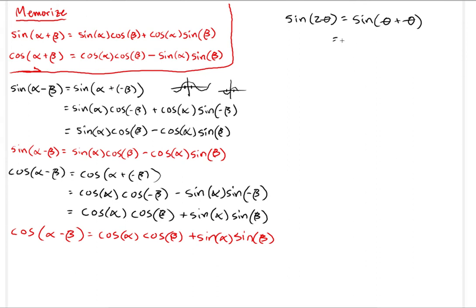So this is sine, cosine, plus cosine, sine. But these are the same, right? So it's just 2 sine theta, cosine theta, right? So just like that, we've got the double angle formula for sine.